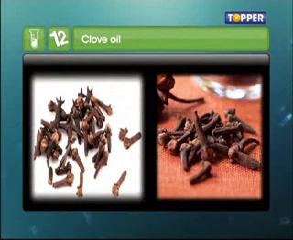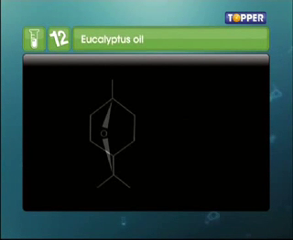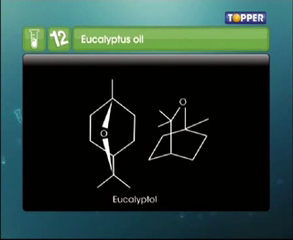No surprises. Chemistry is at work here as well. Clove oil contains an ether called eugenol, while eucalyptus oil contains eucalyptol. It is because of the presence of these two ethers that the oils have that special smell.